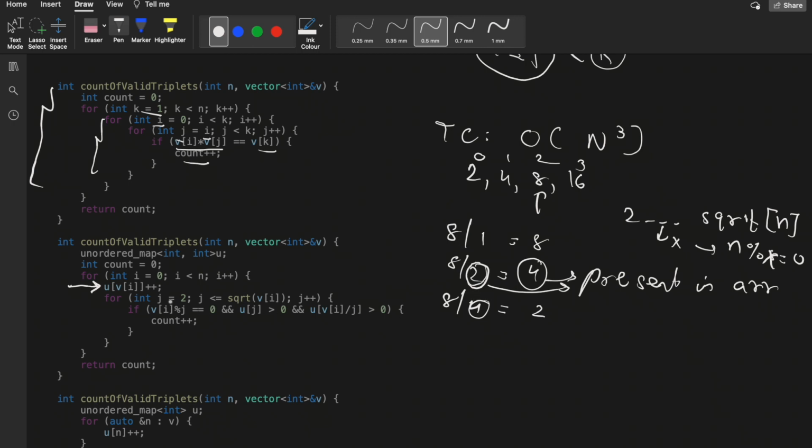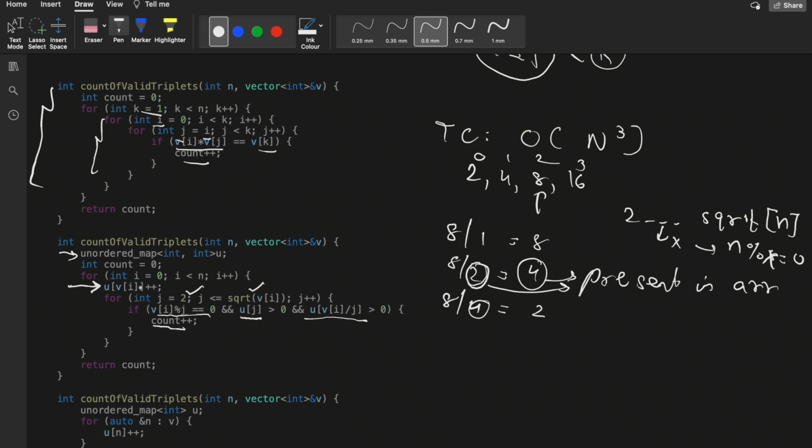So guys, this way, by checking for all the numbers that can divide the current number, we can check whether the triplet is there. So what we did here is, we run a loop from 2 up to square root of that number, and then we check whether the number is divisible by that j or not. If it is divisible, then we check whether the count of that number j is present in our map or not. And on dividing v of i by j, the answer count should also be present in the map. If all these three conditions are satisfied, only then do we increment the count.